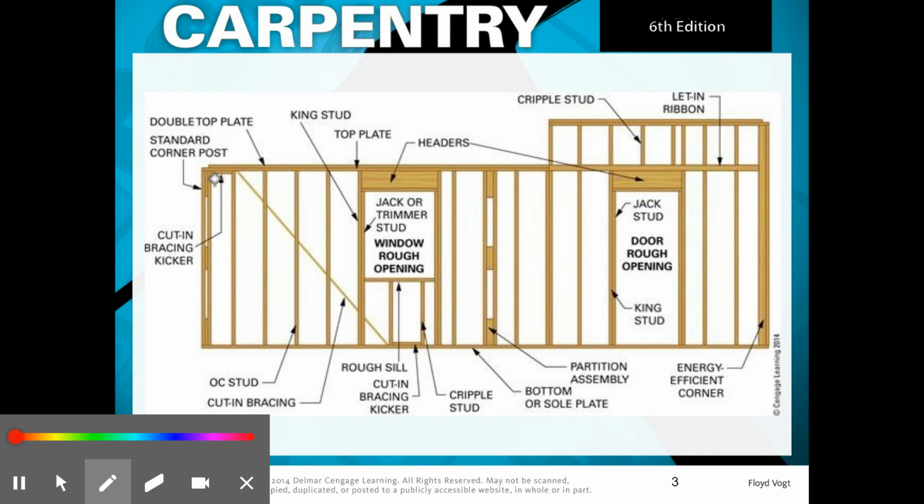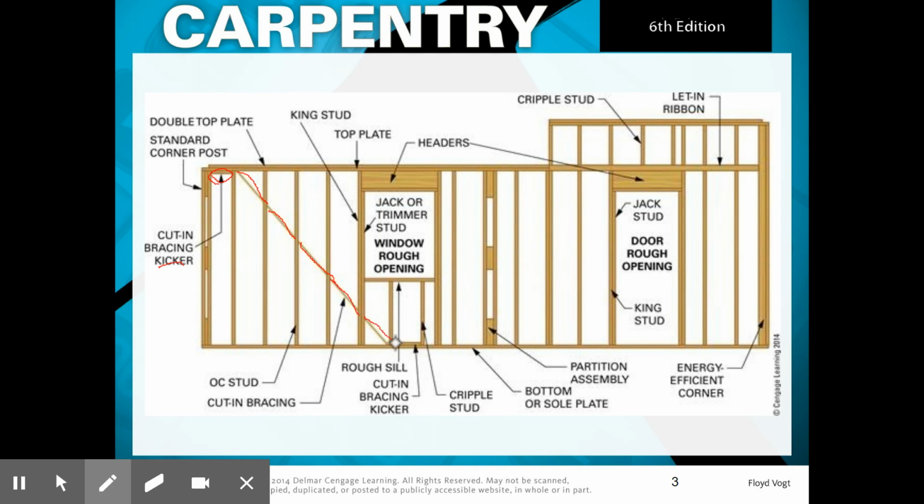Up here we have a cut-in brace, and when you have a cut-in brace, you're going to have this kicker right here, and then we're going to come down and run these. These are cut in place in between the studs, running all the way down. And typically braces that you use like this are about the same height as the wall. So even though they're running at an angle, the length of them is still about the same as the height of the wall.